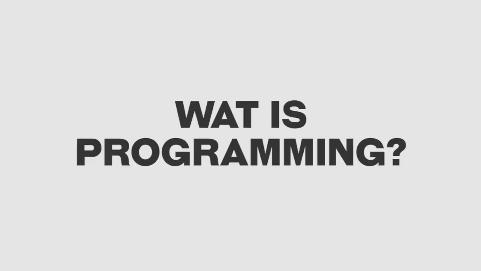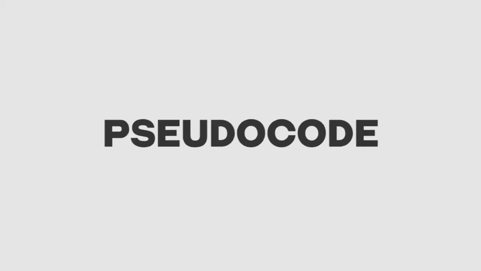What is programming? It's basically a set of instructions or steps written in a specific language. Pseudocode is basically code, but in more understandable English. It isn't readable by computers; it's just something for humans to write, for other humans to read.